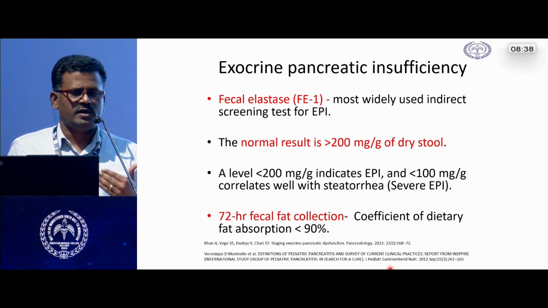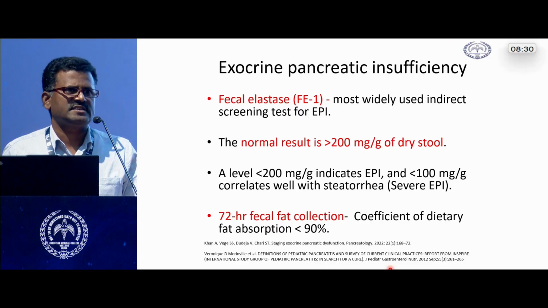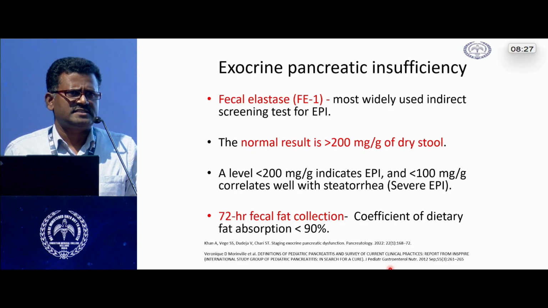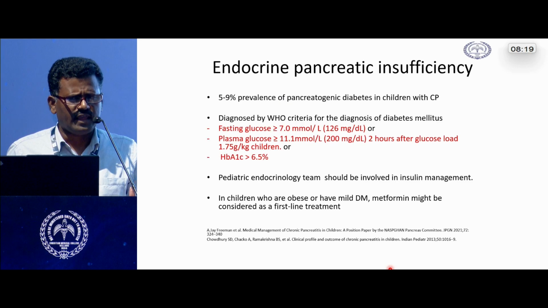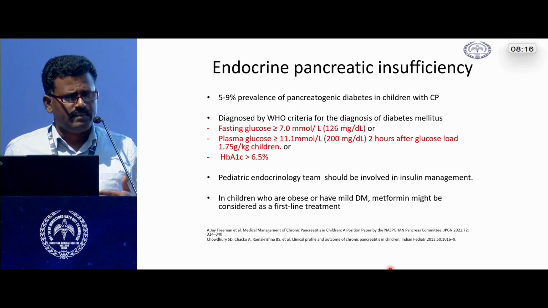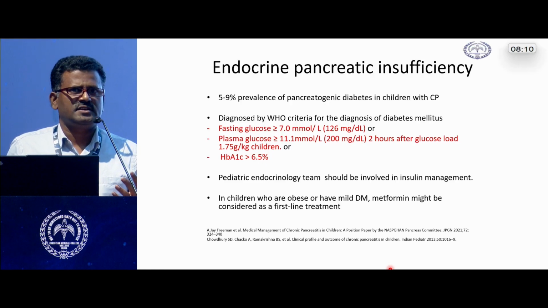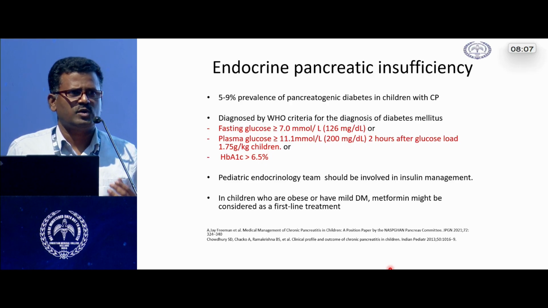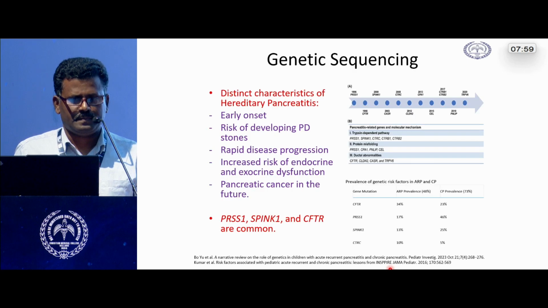Other than that, we have to look for exocrine pancreatic insufficiency by fecal elastase test. Normal is more than 200 microgram. If it's less than 200, it's suggestive of EPI. And the 72-hour fecal fat collection test that we used in earlier days, we are not using now because of the practical difficulties. Endocrine pancreatic insufficiency, otherwise called pancreatogenic diabetes or type 3 diabetes, is diagnosed based on the standard WHO criteria for diabetes mellitus. Once diabetes has been diagnosed, we should involve the pediatric endocrinology team for further management, including insulin therapy or any other therapy.